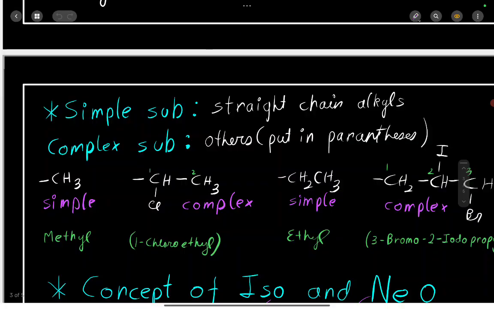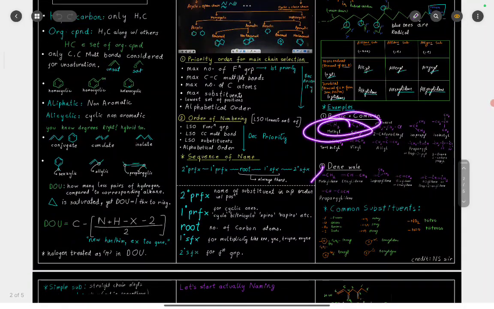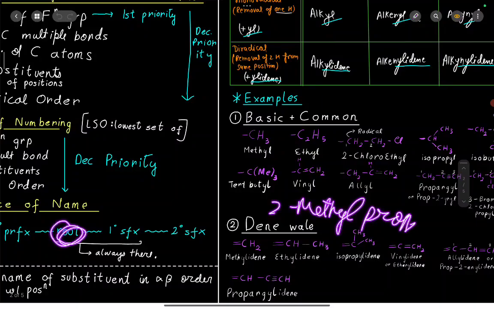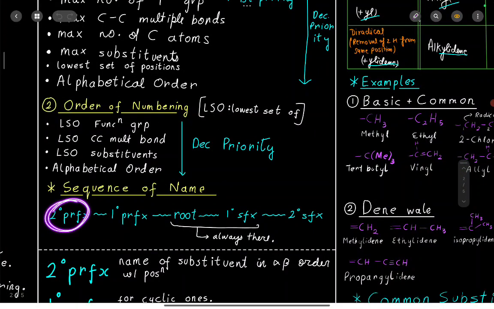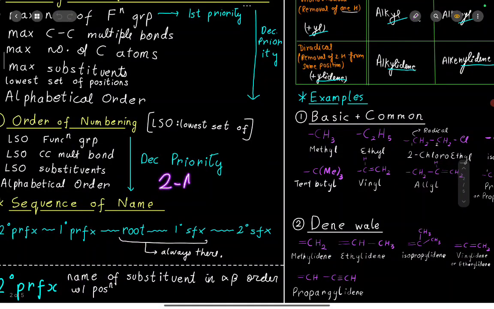So now let's learn about simple substituents and complex substituents. What are simple substituents? Simple substituents are nothing but straight chain alkane groups as substituents. For example, we learnt methyl and ethyl. These are simple substituents because you only need to do something like 2-methylpropane. Propane is the root word and the secondary prefix is 2-methyl. As I told you, the secondary prefix has the name of the substituent, methyl, in alphabetical order with position. So you have to specify 2-methylpropane.